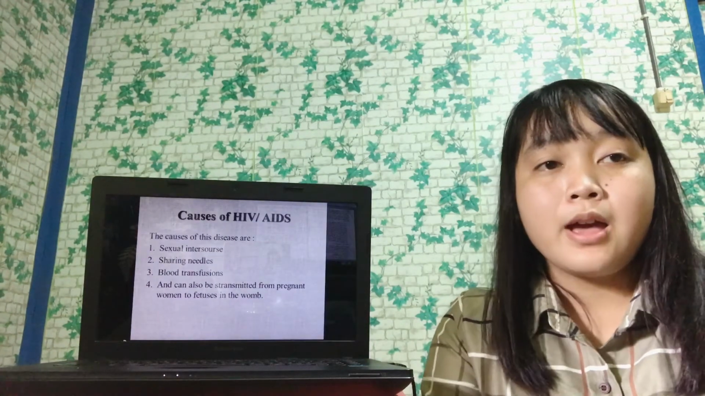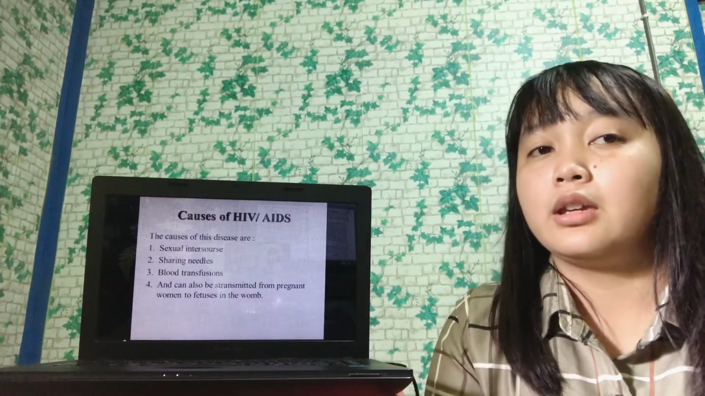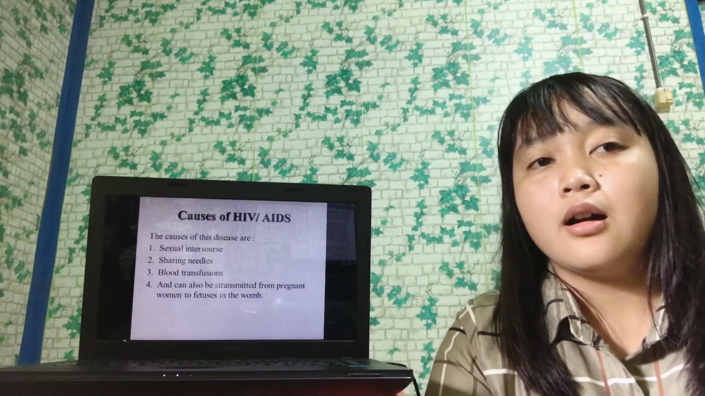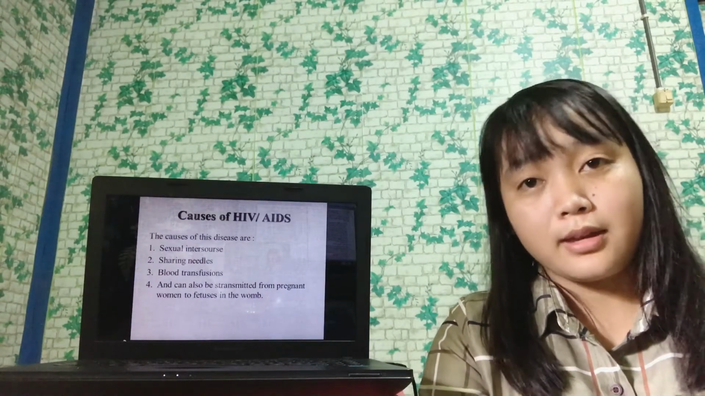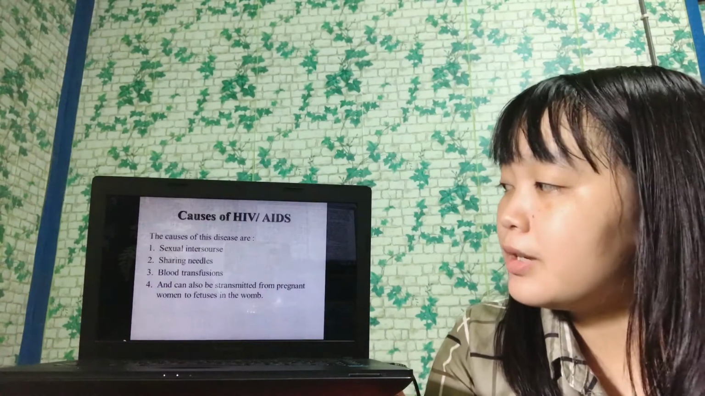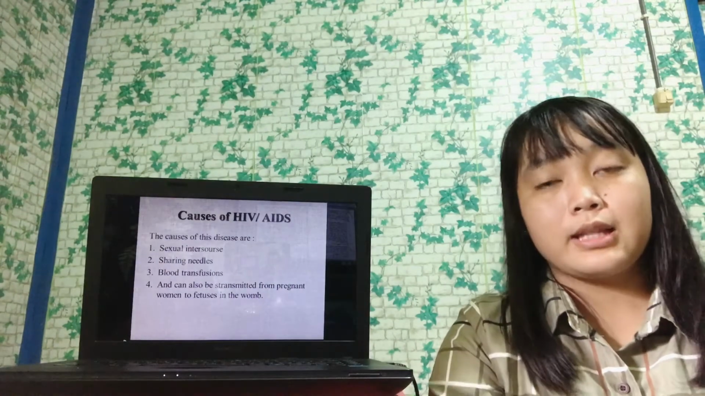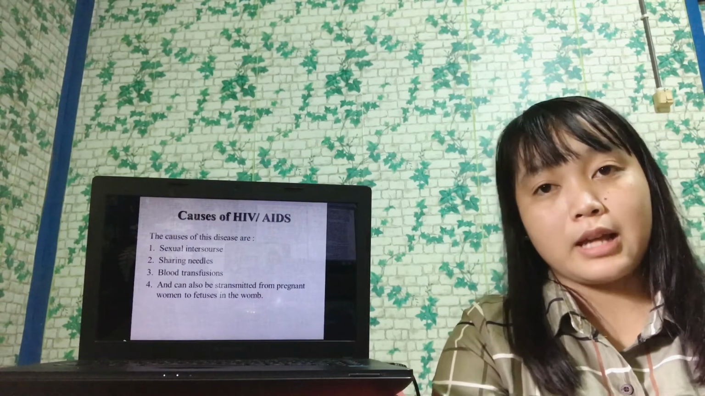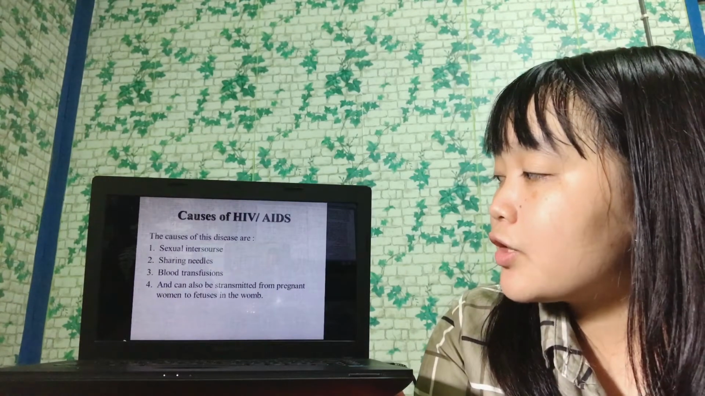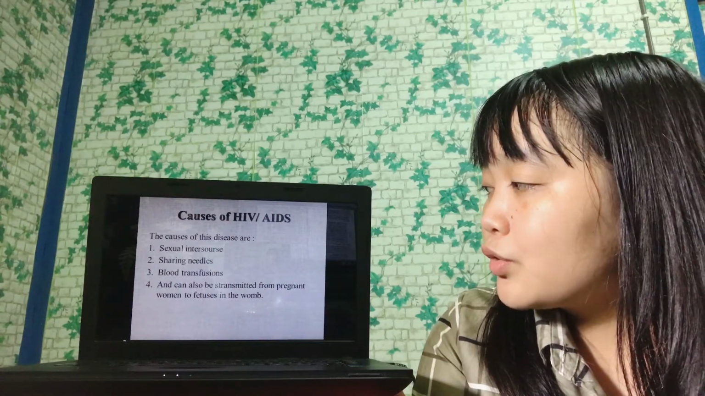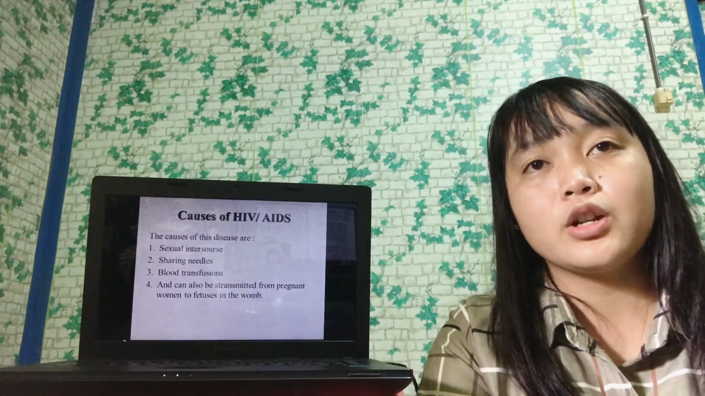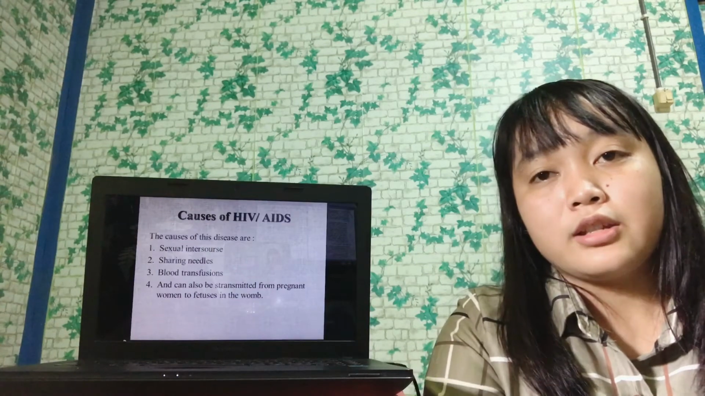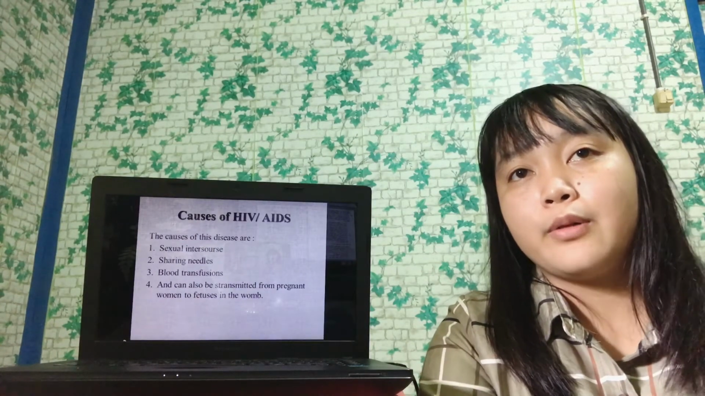2. Sharing needles. Sharing needles with HIV sufferers is one way a person can get HIV. For example, using a syringe when making a tattoo. 3. Blood transfusion. HIV transmission can occur when a person receives blood donation from HIV sufferers. And the last, it can also be transmitted from pregnant women to fetuses in the womb. Transmission of the HIV virus to children can also occur during childbirth or through breast milk while breastfeeding.